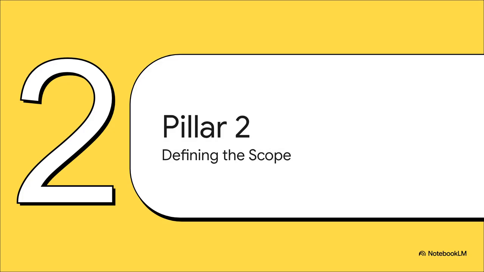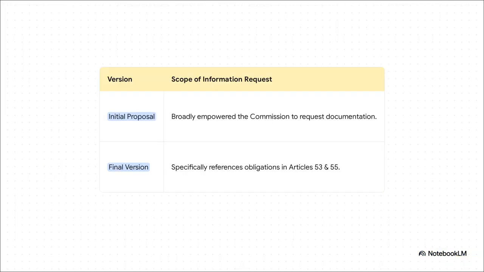So the Commission has this power, but how far does it go? Let's move to our second pillar and see how this power was carefully sharpened to be both powerful and clear. This table actually shows a really interesting part of the legislative process. When this rule was first proposed, it was pretty vague. It just said the Commission could request documentation. But look at the final version.